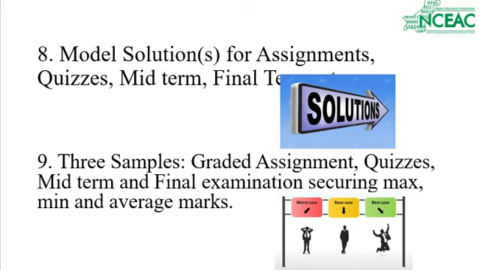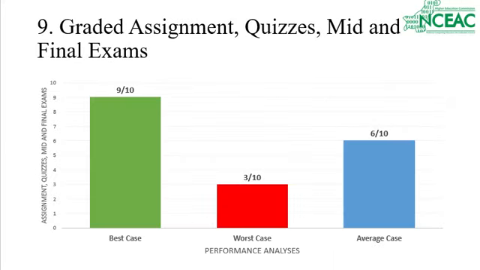Similarly, for the midterm and final term, you have to photocopy the answer sheet of the student who obtained maximum marks, minimum marks, and average marks. And similarly, you have to photocopy the answer sheet of the final term examination where the student achieved the minimum, maximum, and average marks. Here is the example for the graded assignments, quizzes, and mid and final term examinations.